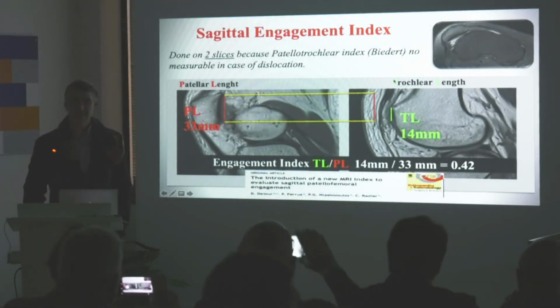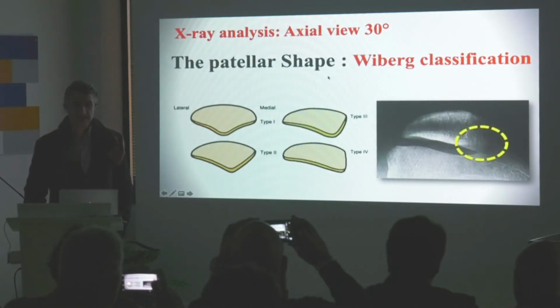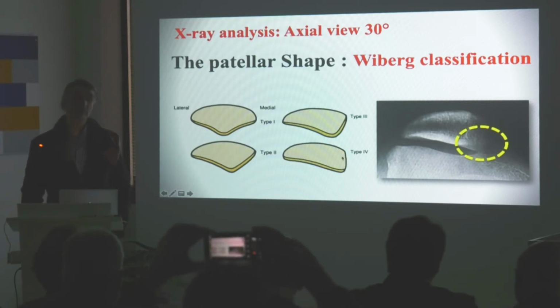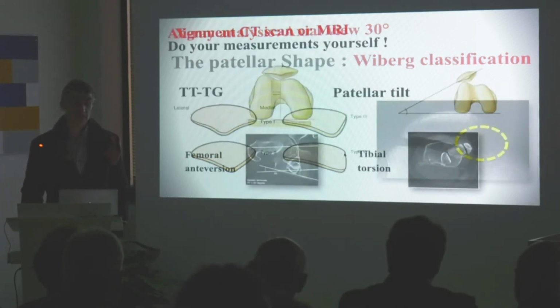We have seen that the shape of the patella is also important. And you can use the Wiberg classification in three types, 1, 2, 3, and the type 4 does exist also, and sometimes this is the one that you can maybe correct and do a patellar osteotomy.